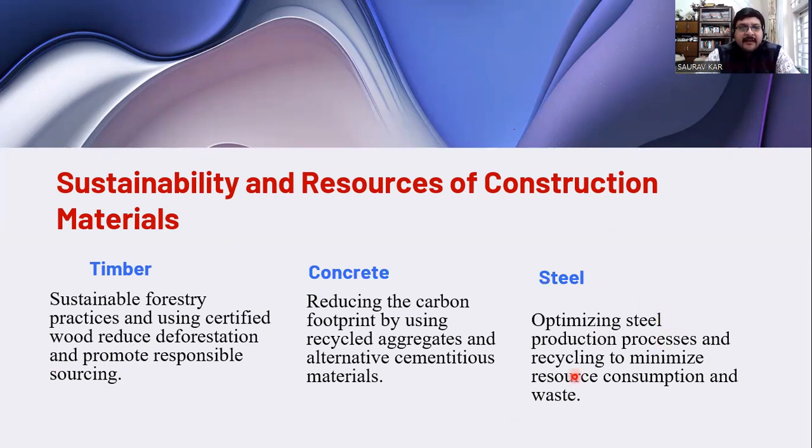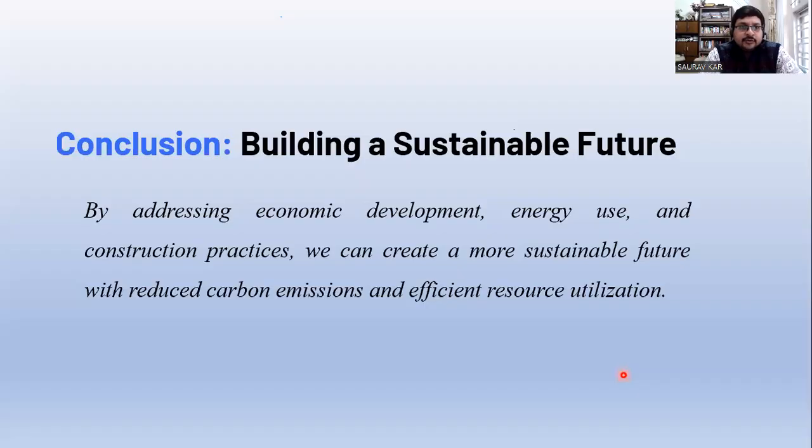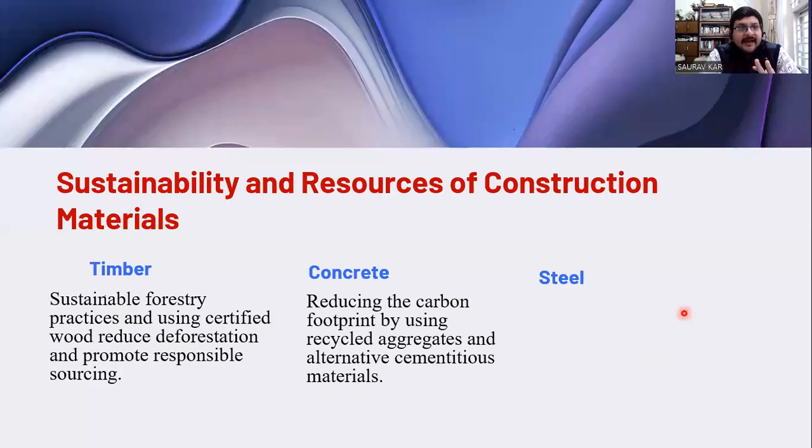Steel: optimizing the steel production processes and recycling to minimize resource consumption and waste. Steel is a very promising and prominent construction material which is used in buildings. So the steel which is getting wasted is reused and recycled. That is the issue. By concluding, we can say that by building a sustainable future, addressing economic development, energy use, and construction practices, we can create a more sustainable future with reduced carbon emissions and efficient resource utilization. Okay? So this is the area.